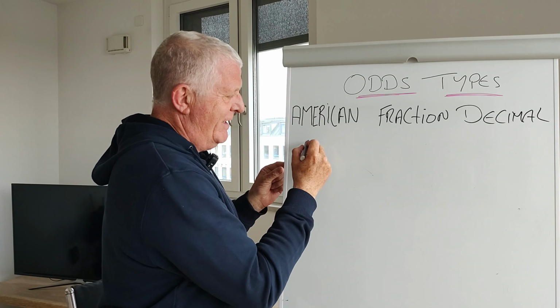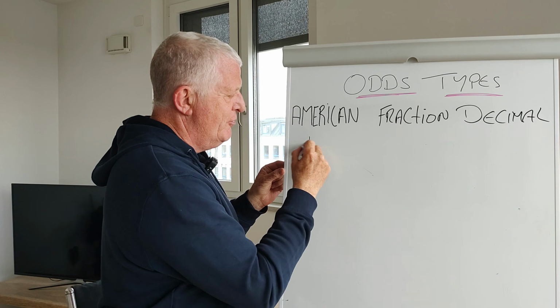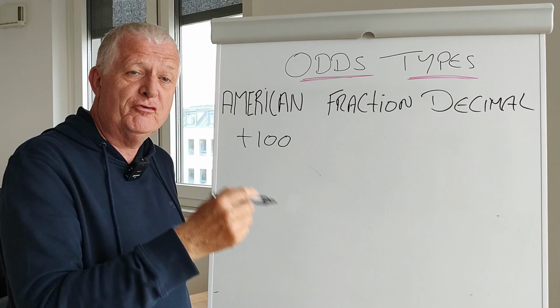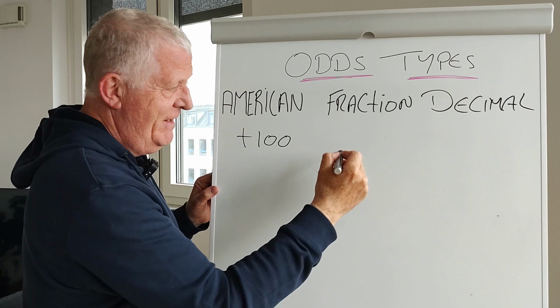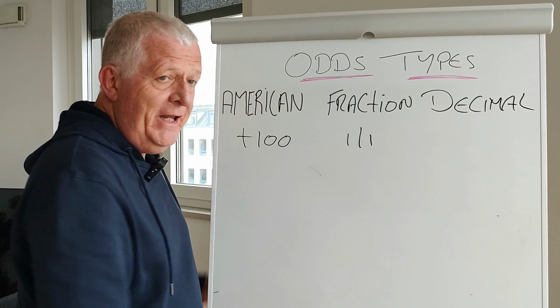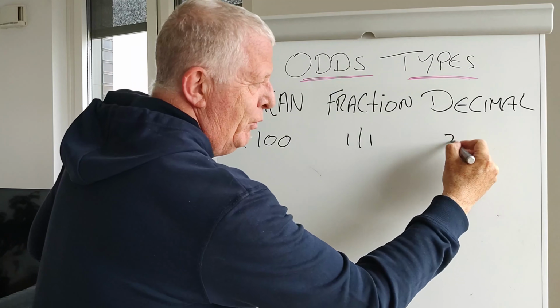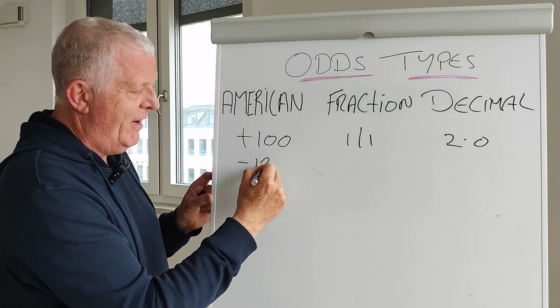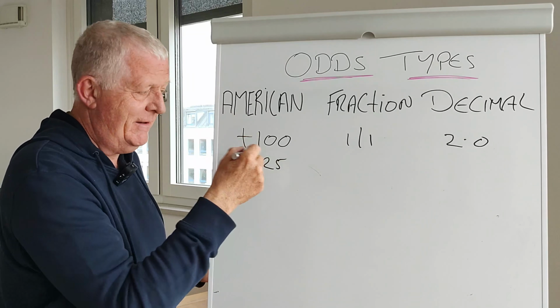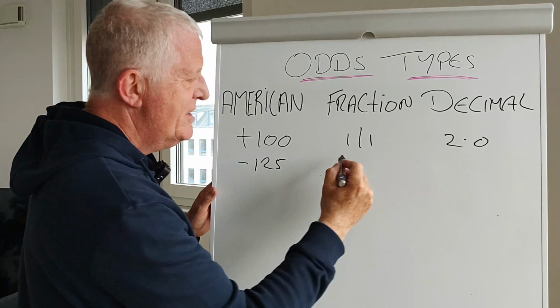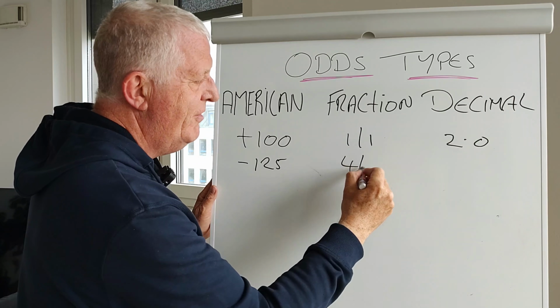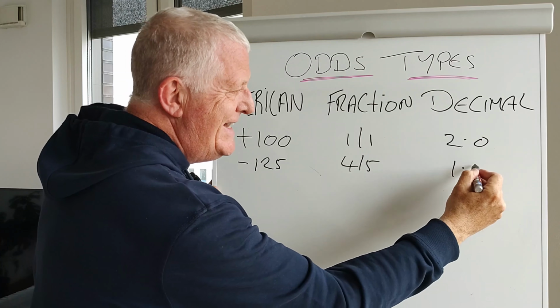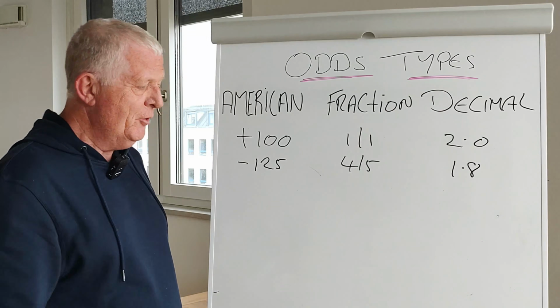So, with America, right, you're always betting for 100. So if you see plus 100, that's what you win when you bet 100. So that would be known as even money in fraction terms. So even money, and in decimal terms, a simple 2. If you took minus 125, that's what you'd have to bet to win 100. So that would be odds of 4 to 5. And that would be a decimal 1.80.